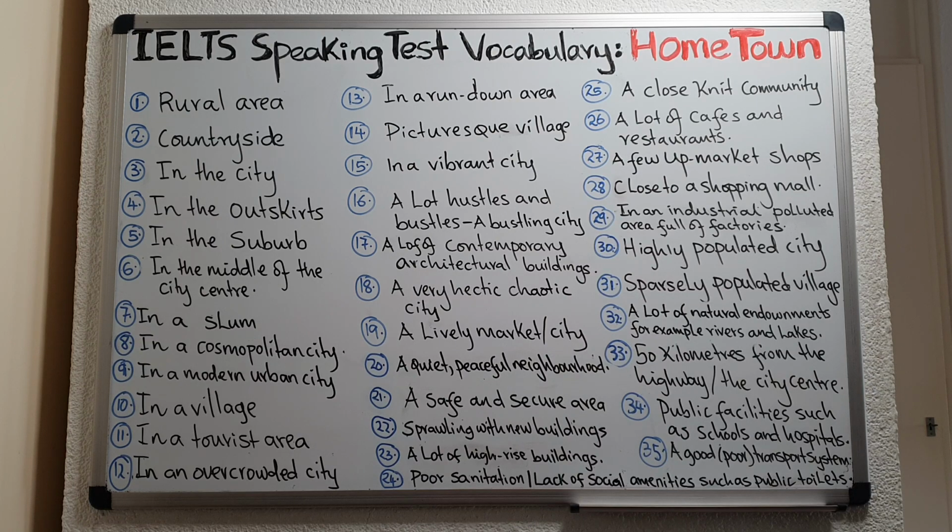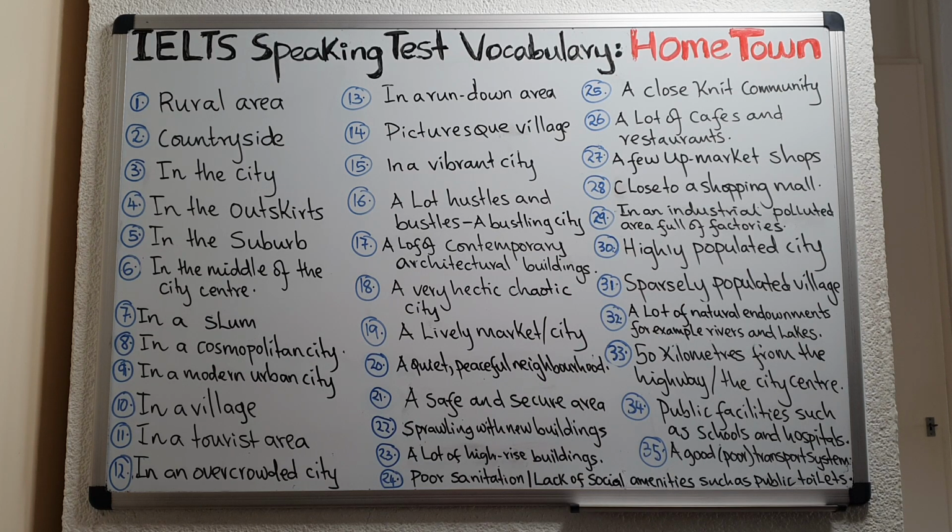So sanitation has to do with conditions relating to public health, especially the availability of clean drinking water and adequate sewage disposal, good toilets, all of that. Now, if you live in a slum, then there is a chance that the sanitation there is very poor, because there are no toilets, there is no clean drinking water, the sewage system is very bad. So you can say that I live in a slum and there is poor sanitation, or you can say there's lack of social amenities, for example, public toilets.